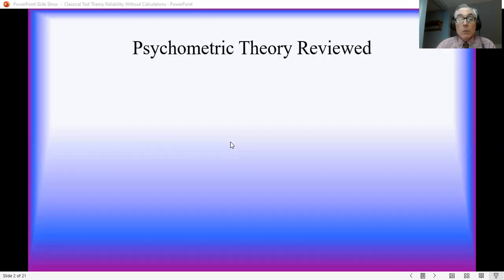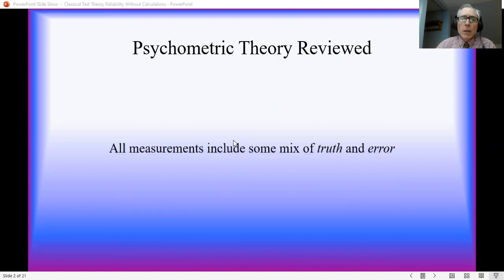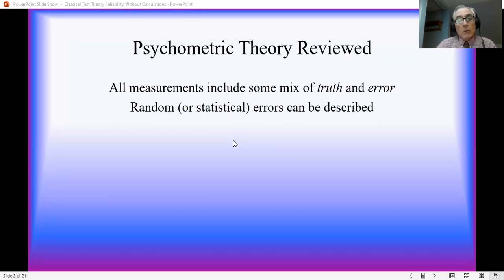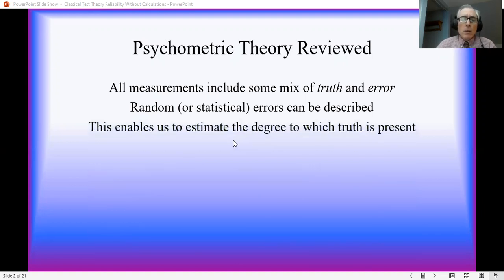And you may recall, if you were present for an earlier presentation, that the initial insight underlying classical test theory, also known as psychometric theory, is that every time we take a measurement, what we get, the result, is a mixture, a blend of truth with error. We know that it's also possible to describe, to quantify the random, or sometimes called statistical, errors that occur in the course of taking repeated measurements. And once we know the result we've obtained and the error, we can estimate how much truth is in the assessment that we're conducting.